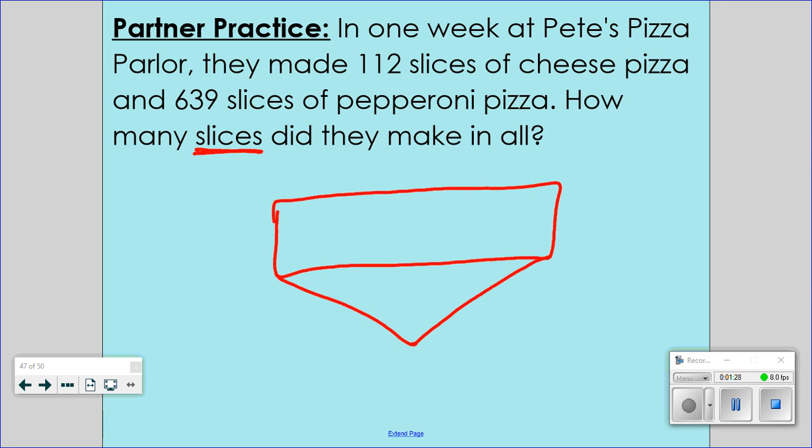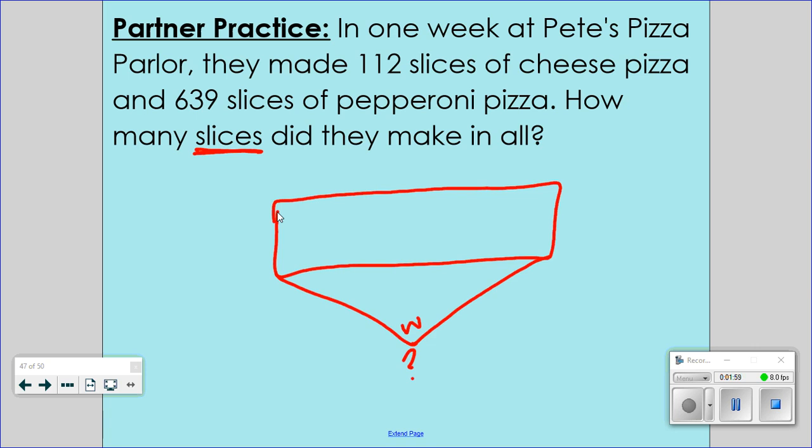We always start with, do I know the total amount or the whole? No. Do I know the total amount of, what am I counting? Oh yeah, slices. Do I know the total amount of slices? No, that's literally what the question's asking me. So my whole or my total is a big old question mark. I don't know what it is. But what do I know? I know some things.